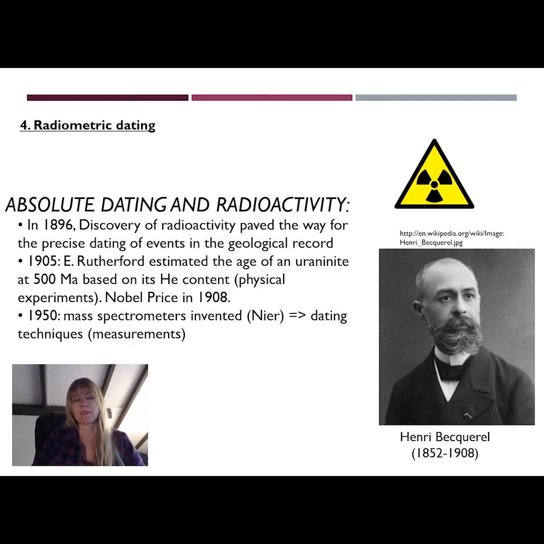And then in 1950, we have the invention of mass spectrometers by Nier, which really enhanced our dating techniques because it allowed us to take really great measurements of things. So, for example, thanks to mass spectrometry, we are able to look at how much argon is in a sample compared to potassium.